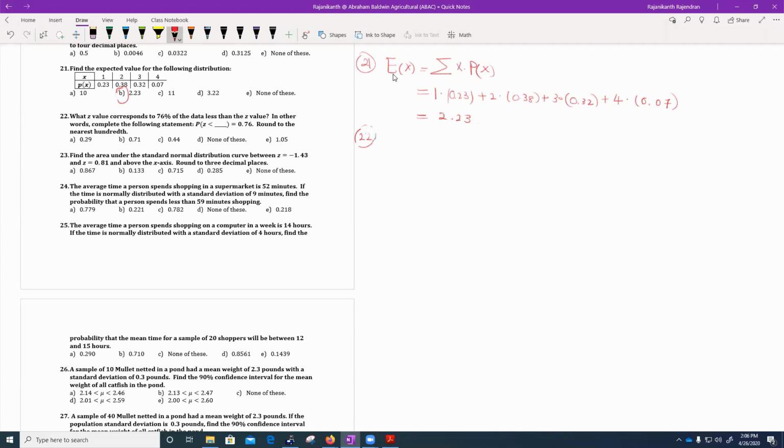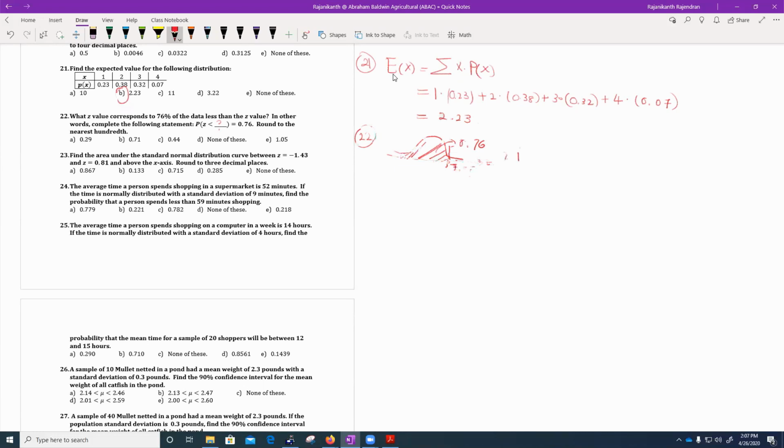Problem number 22. What z value corresponds to 76% of the data less than the z value? In other words, complete the following statement. That means you need to find the z value where the probability of values less than it should be 0.76. If you draw a picture for this, suppose you have a z distribution. They are asking us to calculate the particular z value such that the area to the left of that value should be 0.76. We don't know this value, so we are going to find the z value if you know the left area. So you could use the calculator.